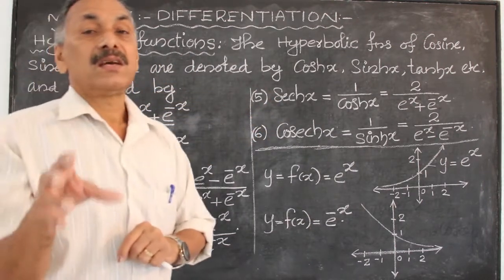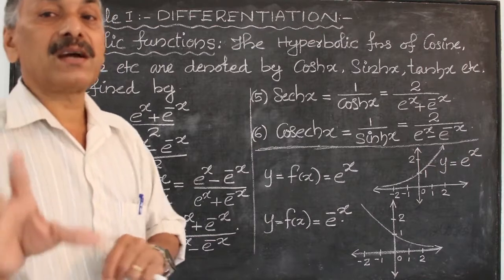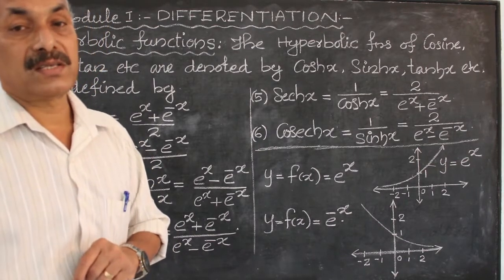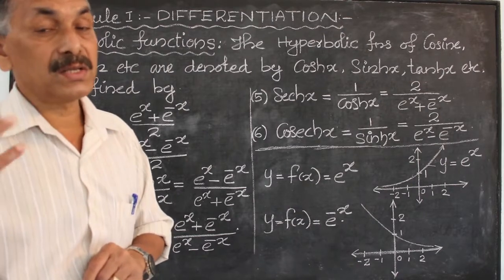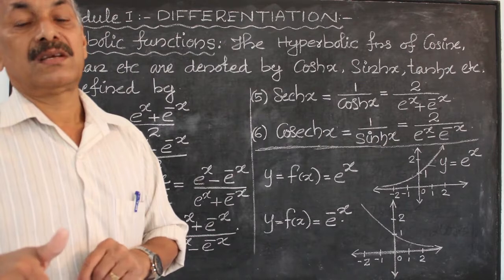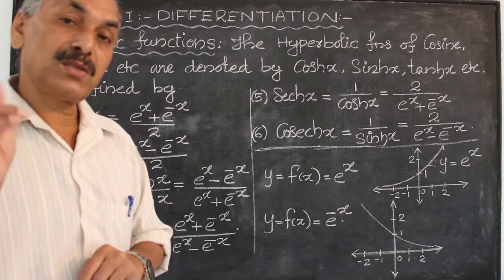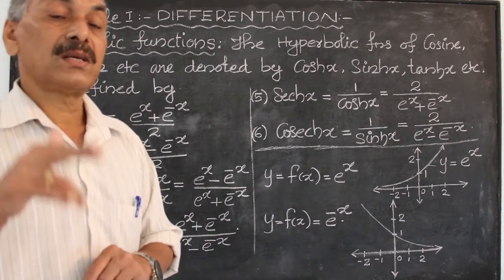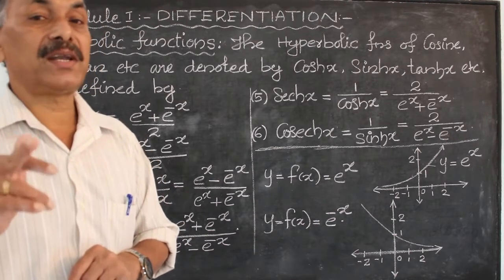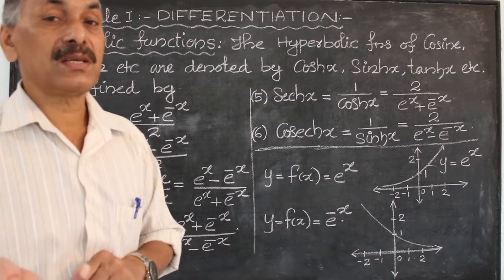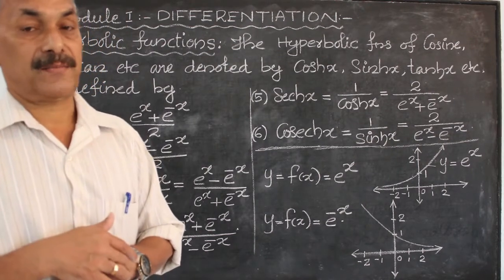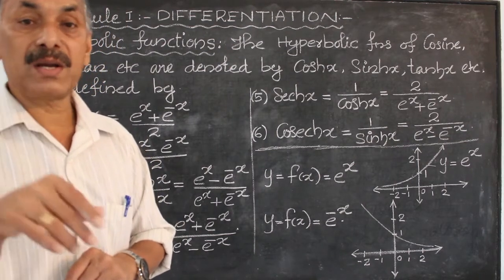What is cos hx? Cos hx is equal to, as per our definition, e raised to x plus e raised to minus x by 2. Sin hx is equal to e raised to x minus e raised to minus x by 2. Tan hx is equal to sin hx by cos hx, that is equal to e raised to x minus e raised to minus x divided by e raised to x plus e raised to minus x. Cot hx is equal to cos hx divided by sin hx, that is e raised to x plus e raised to minus x divided by e raised to x minus e raised to minus x.